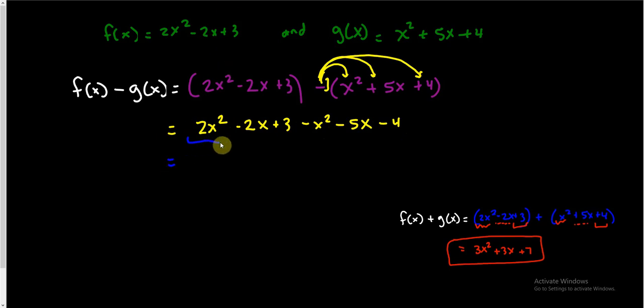So I have 2x squared minus x squared, which is a positive 1x squared, or positive x squared. I have negative 2x minus 5x, which is negative 7x. And I have plus 3 minus 4, which is negative 1. Nice. Like I said, I'm going a little bit faster with some of these things because we should be building throughout this lesson.